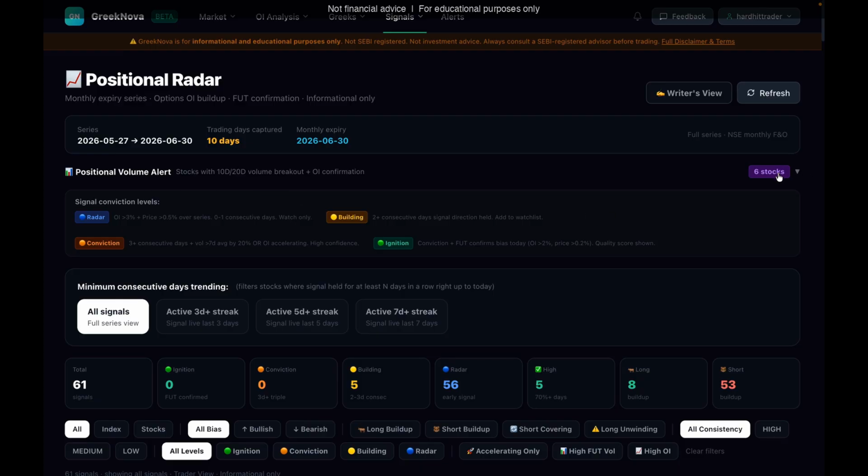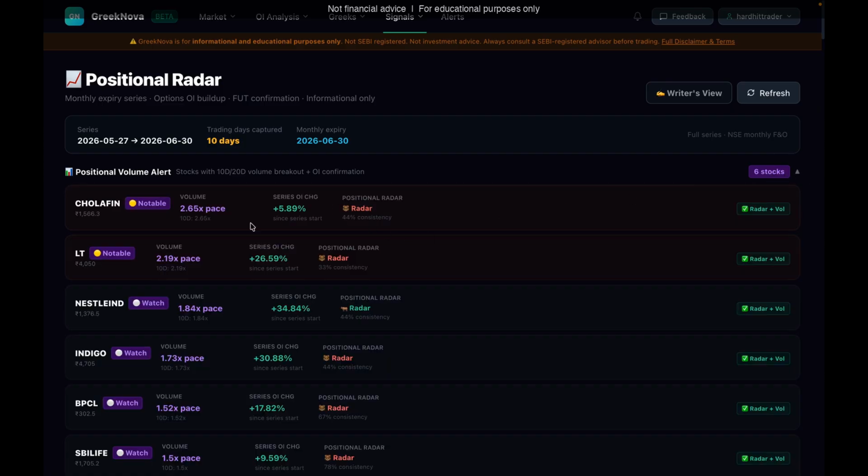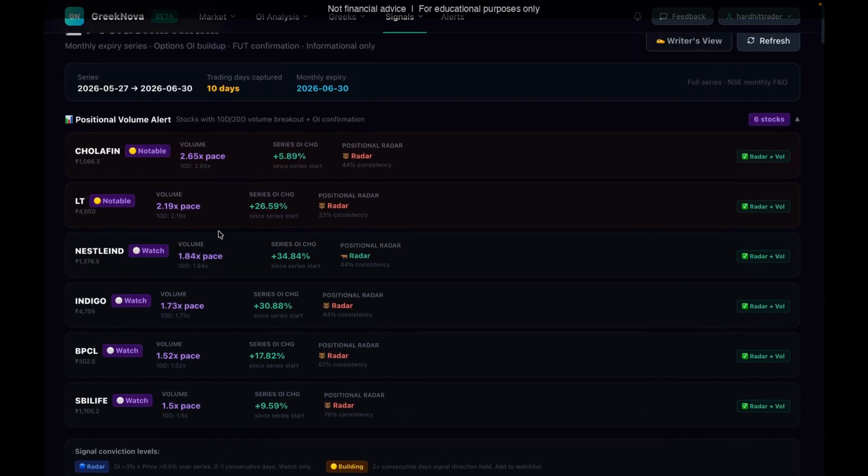So if you see, I have kept this as a tab for you to see. If you come down, you will see these stocks right now where the volumes are. Let's say this stock has a volume which is twice that of the last 10 days, and also the OI of the series is 6%, and it has come in with a consistency of 44%, which is good enough. Had it been 60, 70, I would have been happier, but this is also good enough, which means this stock is notable right now. These two stocks are going to be on my radar next week. Why? They had good volumes and good open interest also. So I know there's going to be some action in these stocks.